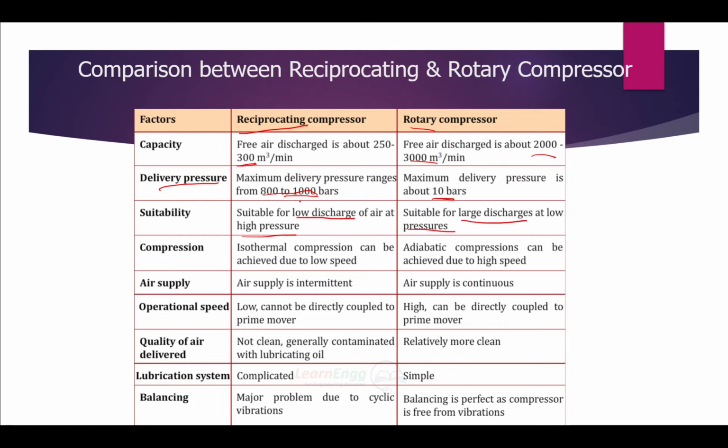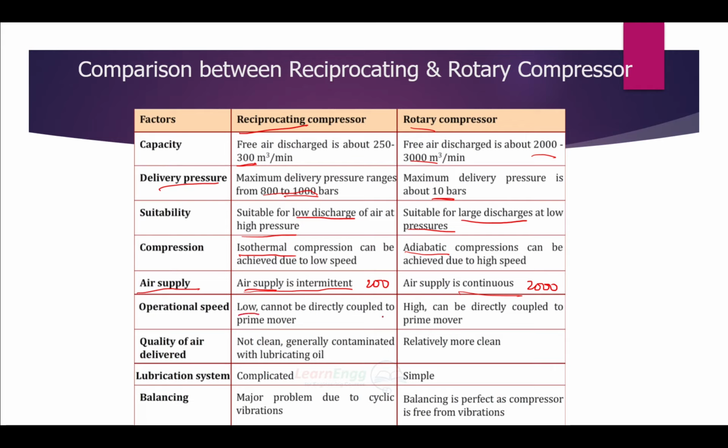A reciprocating compressor is generally very slow, about 200 RPM, whereas the rotary will be about 2000 RPM. That is why isothermal compression can be possible, because it is a slow process. The rotary is very fast, which is why it is an adiabatic process. We have already discussed that in a reciprocating compressor, air supply is intermittent, because during the suction stroke there will be no delivery of air. Only during the delivery stroke or compression stroke will there be supply. Whereas in rotary, the supply is continuous.